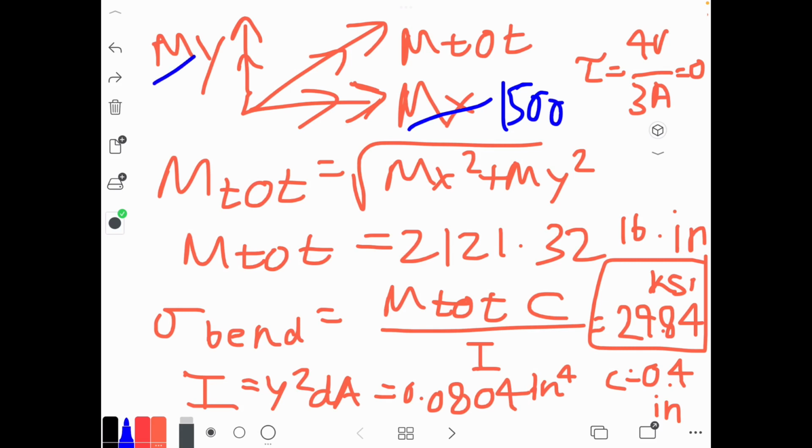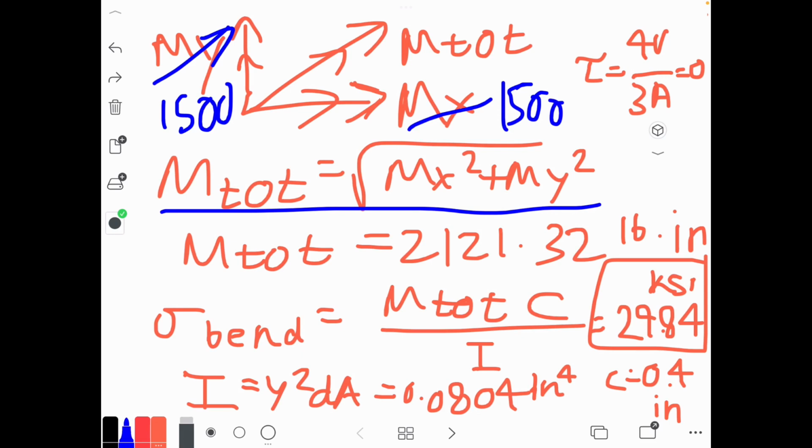In order to calculate our normal stress, we need to find the total moment of the system. The way we can find that is to use the Pythagorean theorem: we square our Mx and My and then take the square root. If you do that, we're going to get 2121.32 pounds times inch. That's going to be our M total.